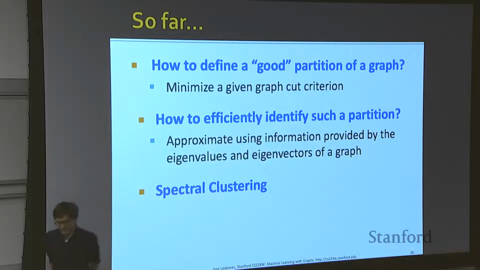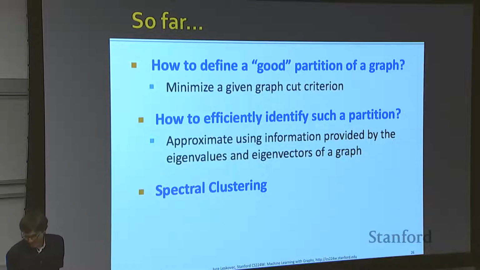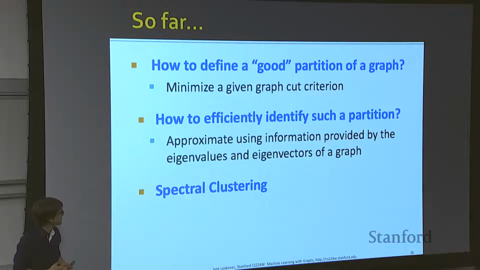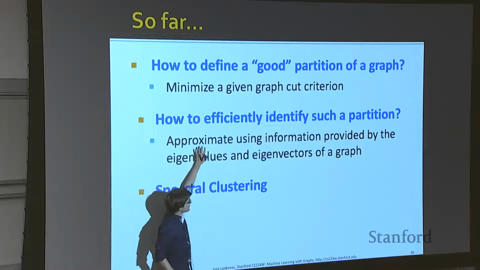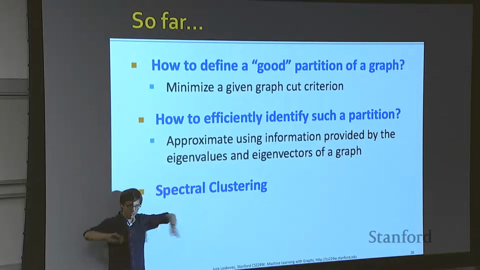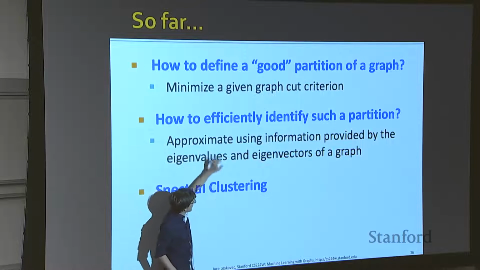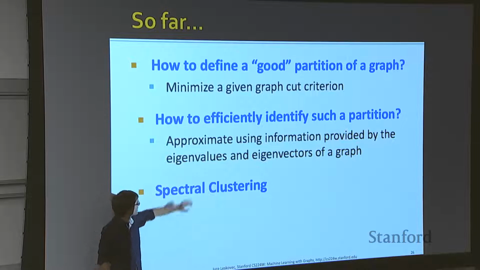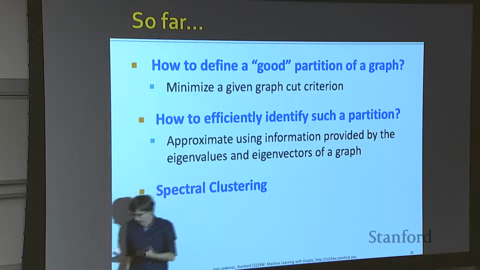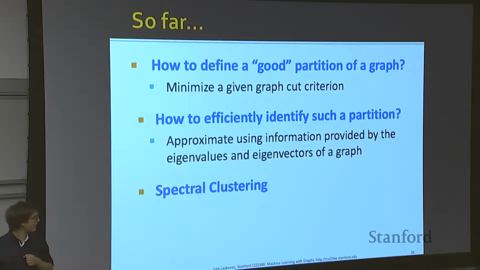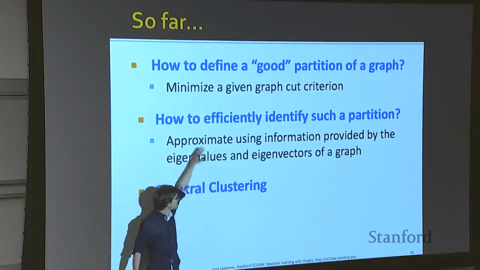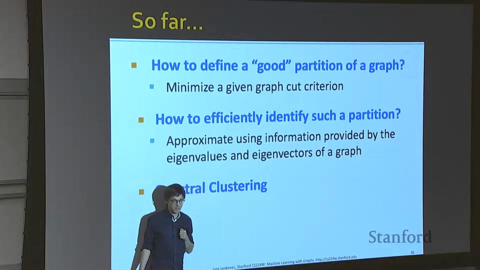This is what I wanted to tell you about the mathematics of this, right? So what did we do? We defined the score for the goodness of the graph, which is called conductance. Then we said, how do we efficiently identify the partitioning that achieves good conductance? We said, let's approximate the information provided by the eigenvalues and the eigenvectors of the graph Laplacian matrix, and this whole thing is called spectral clustering.